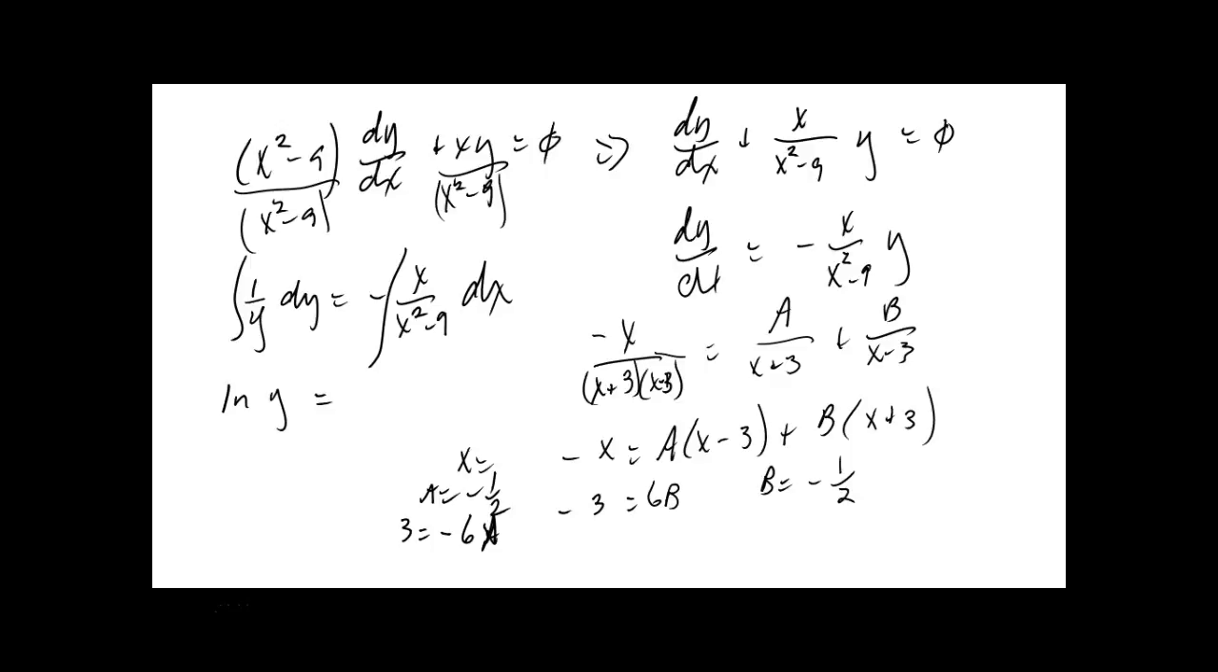Both of those are that. That would be minus 1/2 integral of dx over x plus 3 plus the integral of dx over x minus 3. I just pulled the negative 1/2 out because it was the same on both of them.